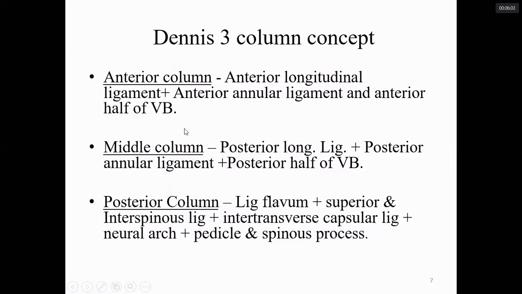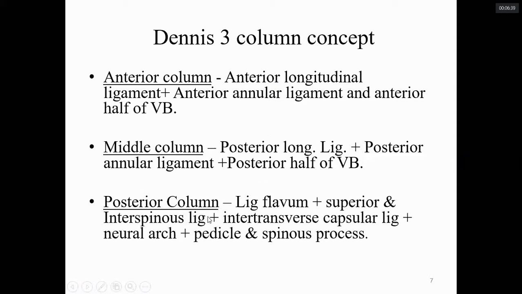Now, there is a concept given by Denis, the three-column theory. Denis said that the spine consists of three columns: the anterior column, middle column, and posterior column. The anterior column consists of the anterior half of the vertebra, anterior half of the intervertebral discs, and the anterior longitudinal ligament. Whereas the middle column consists of the posterior half of the vertebra, posterior half of the discs, and the posterior longitudinal ligament.